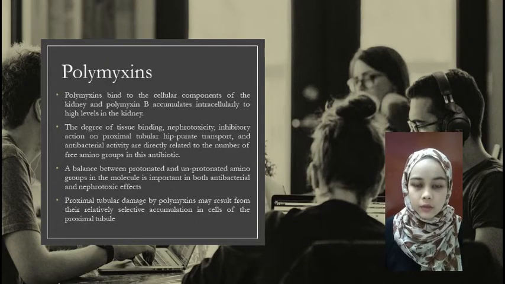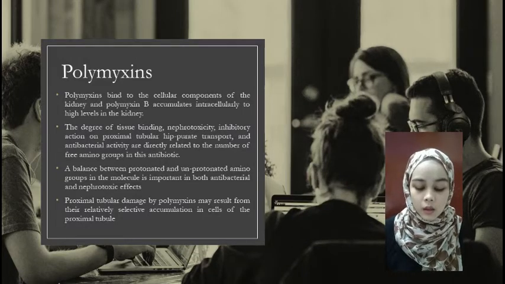Polymyxins bind to the cellular components of the kidney, and polymyxin B accumulates intracellularly to high levels in the kidney. The degree of tissue binding, nephrotoxicity, inhibitory action on the proximal tubular transport, and antibacterial activity are directly related to the number of free amino groups in the antibiotics.